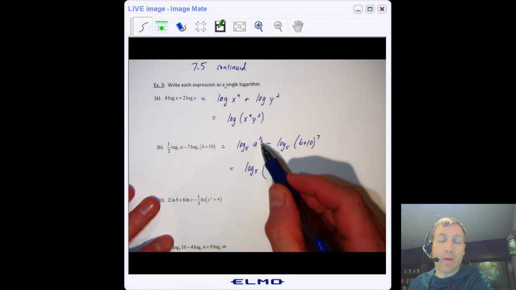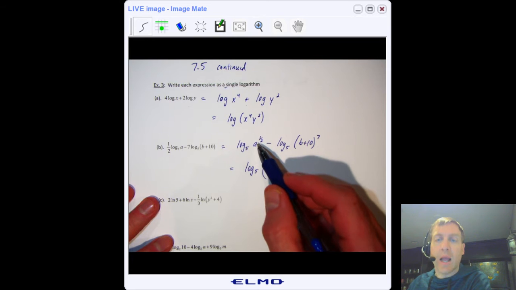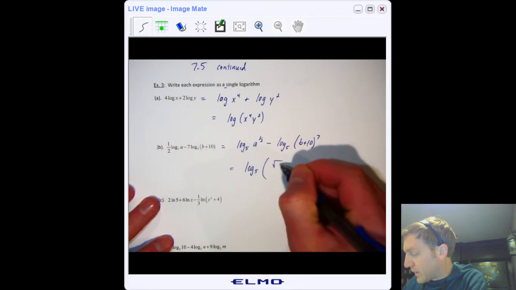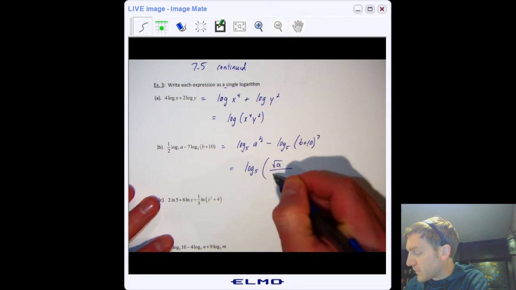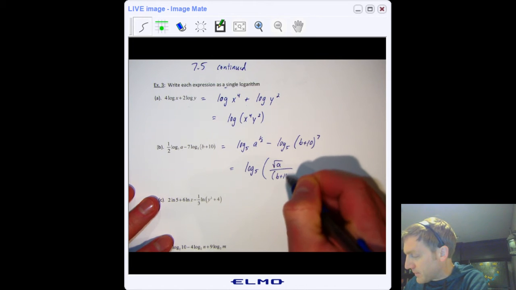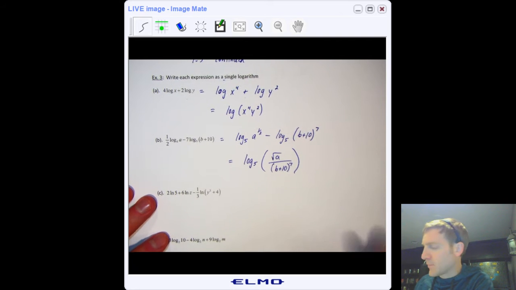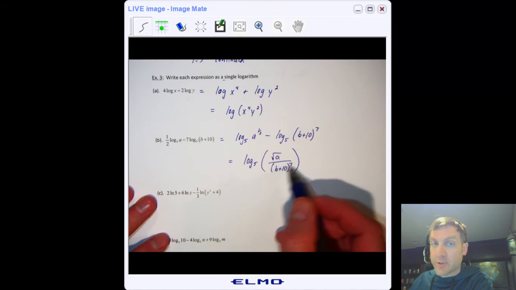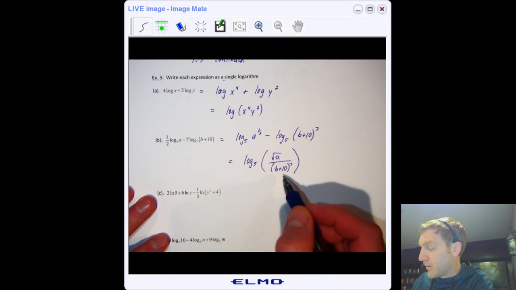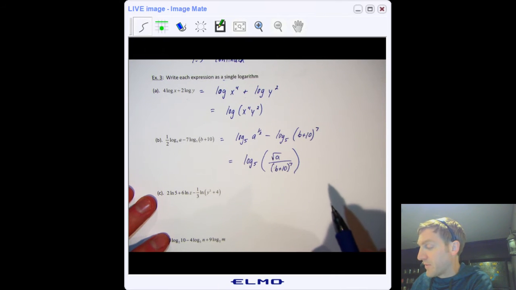Now, anytime you have an exponent that's a fraction, I want to see you write it as a radical, just for practice. So a to the 1/2 we know is the square root of a, and then b plus 10 to the 7th power. That's all inside the log. Side note: do not try to distribute that 7. Remember, you can never, ever, ever distribute an exponent. So just leave it as b plus 10 to the 7th power.